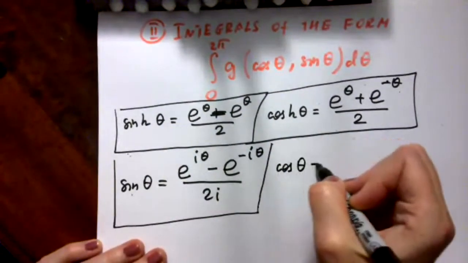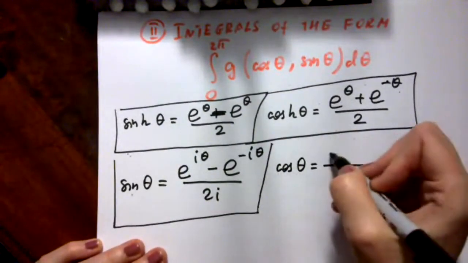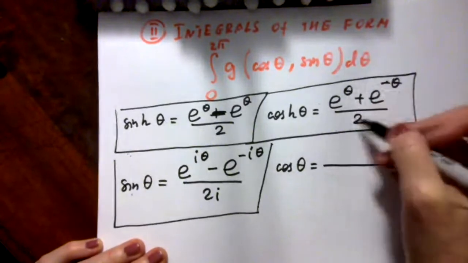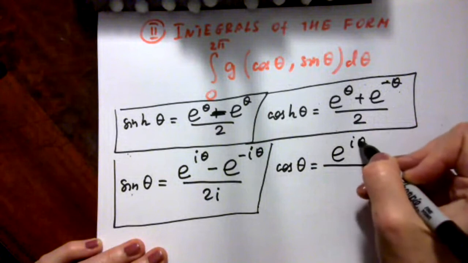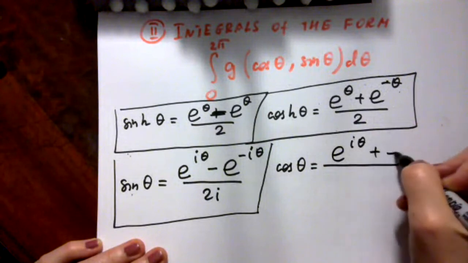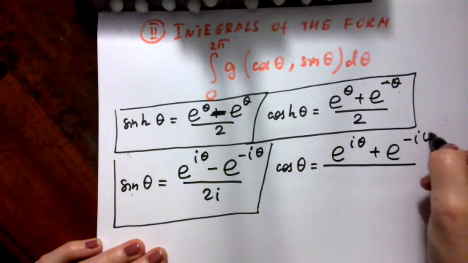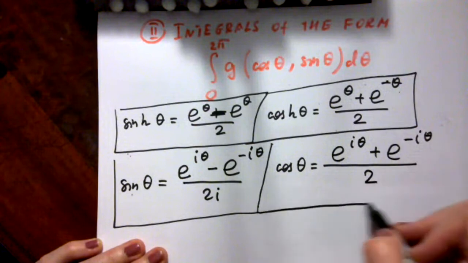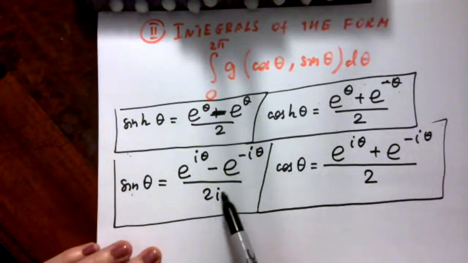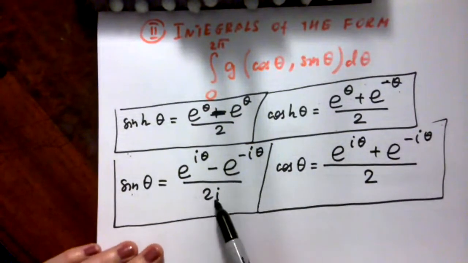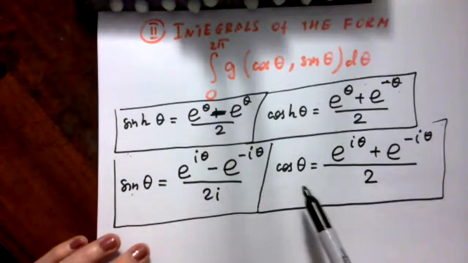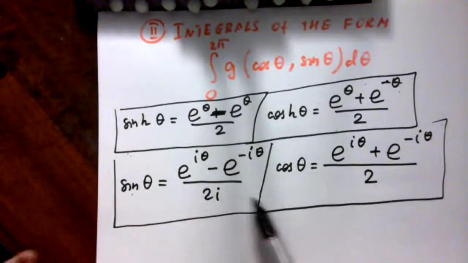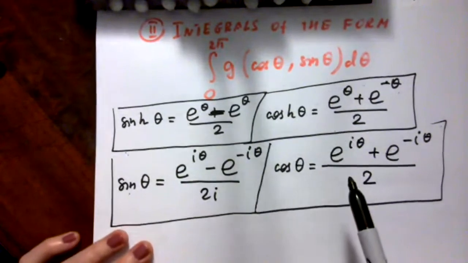And as for cosine of theta, it has a similar pattern. So e to the power of I theta plus e to the power of minus I theta and divided by just 2. I haven't made any careless mistakes. There should be 2I here in the denominator for sinus and just 2 here. So there are some slight differences, but in general, the behavior is strikingly similar.